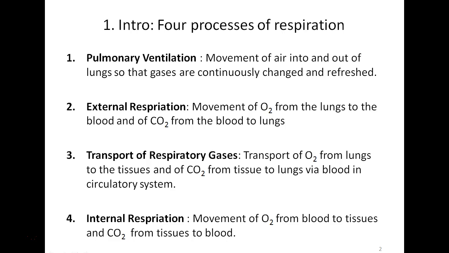And then a third main process is going to be the transport of respiratory gases. We've got to get that oxygen from the lungs into the tissues, and that is done thanks to the circulatory system, something we just discussed in this course. And then lastly, we talk about internal respiration. That's going to be the movement of oxygen from that blood into the tissues, in other words, perfusion of the tissues. And once again, we need to get wastes such as carbon dioxide from those tissues into that liquid blood.